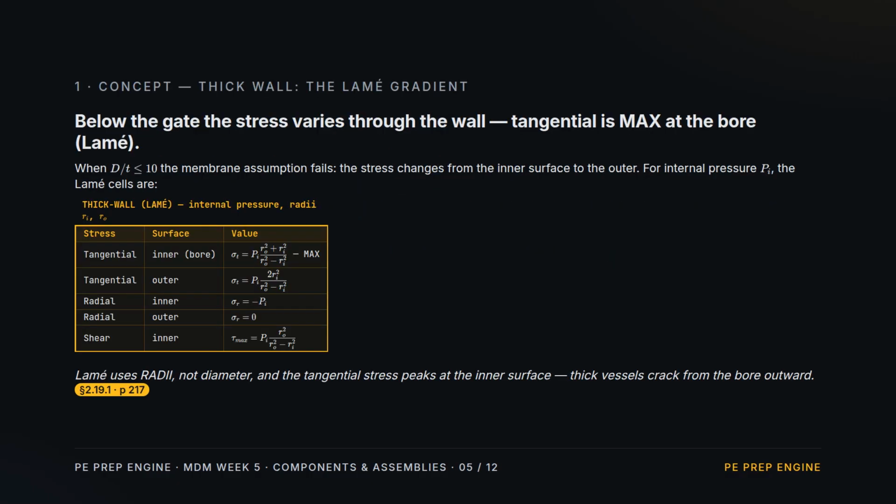Concept 4. The thick wall. Below the gate, the membrane assumption fails. The stress varies through the wall. The Lamé table gives every cell. The key fact: the tangential stress is largest at the bore, the inside surface, and it uses radii, not diameter. That inner surface maximum is why thick vessels crack from the inside out.